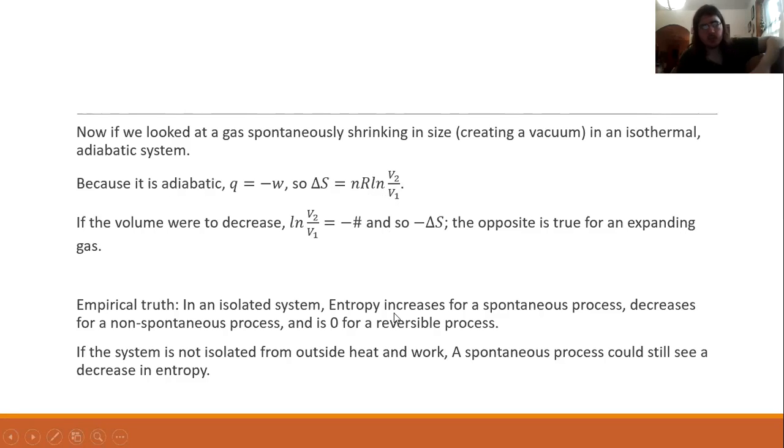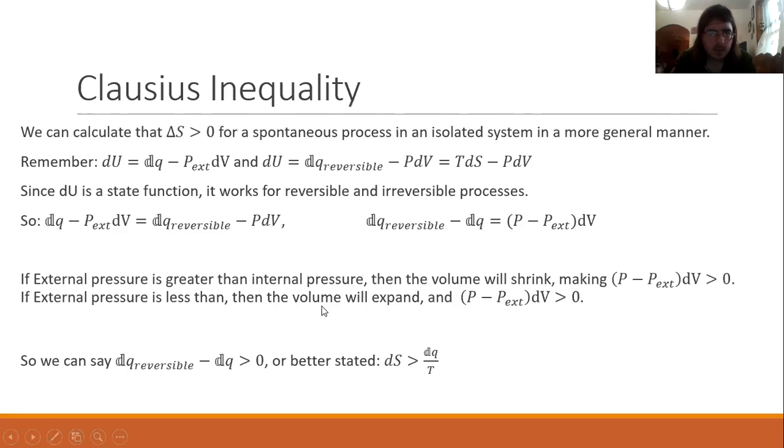So coming back to the second law of thermodynamics, in an isolated system, entropy always increases for a spontaneous process. It will always decrease for a non-spontaneous process, and entropy change will always be zero for a reversible process. If the system is not isolated from outside heat and work, a spontaneous process could still see a decrease in entropy. Which brings us to our Clausius inequality.